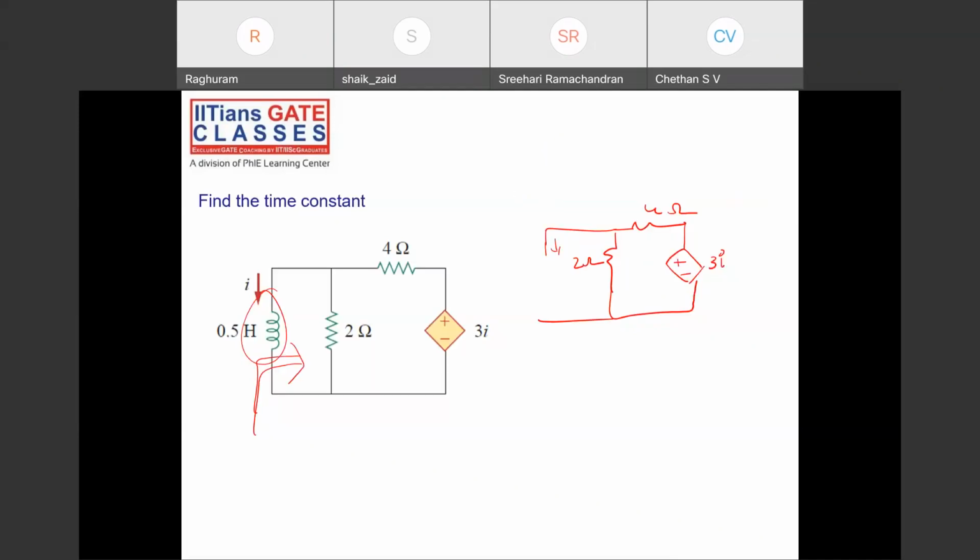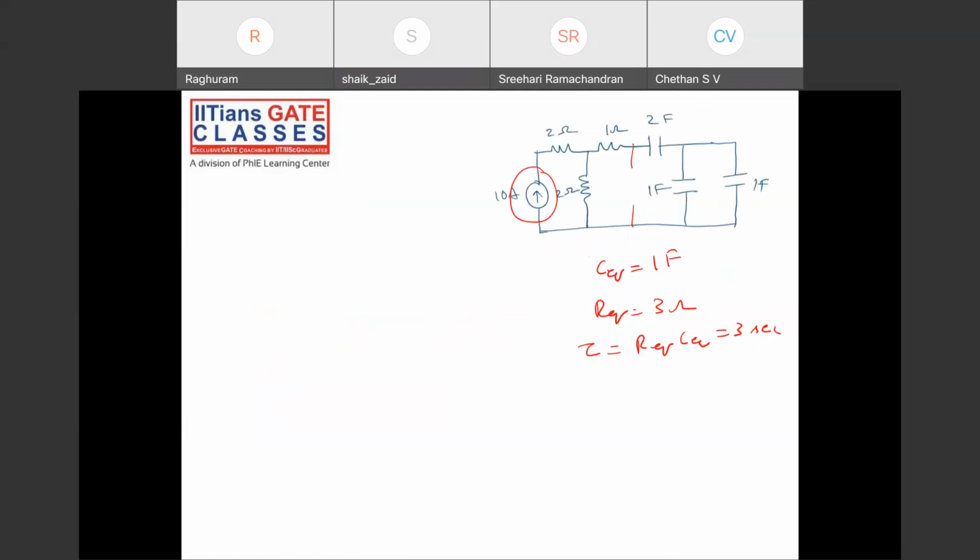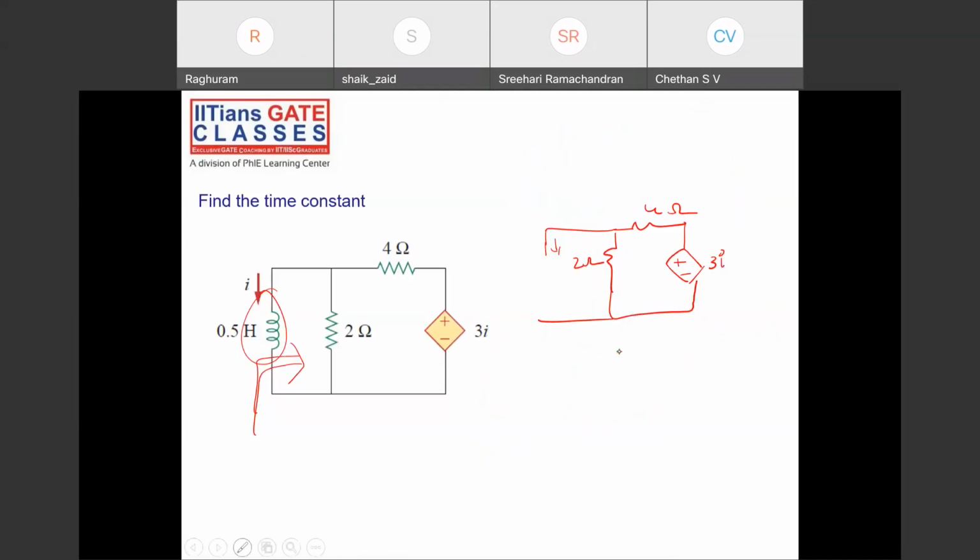Sir, I have a doubt. If we just remove that inductor, then no current is flowing, right, sir? So if we then apply that current, like current is zero when this inductor is removed, right, sir? So that voltage will be... No, we cannot do that.